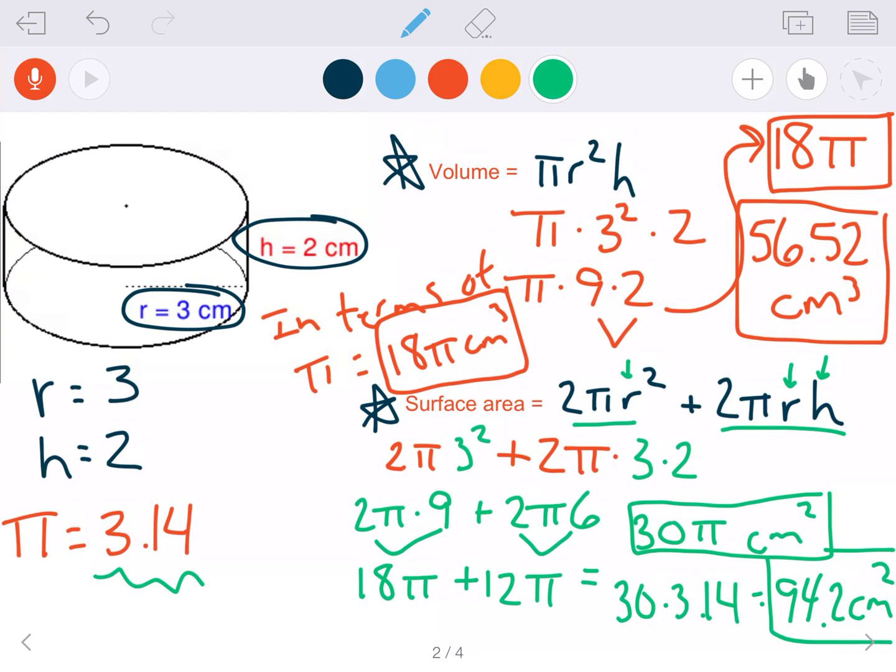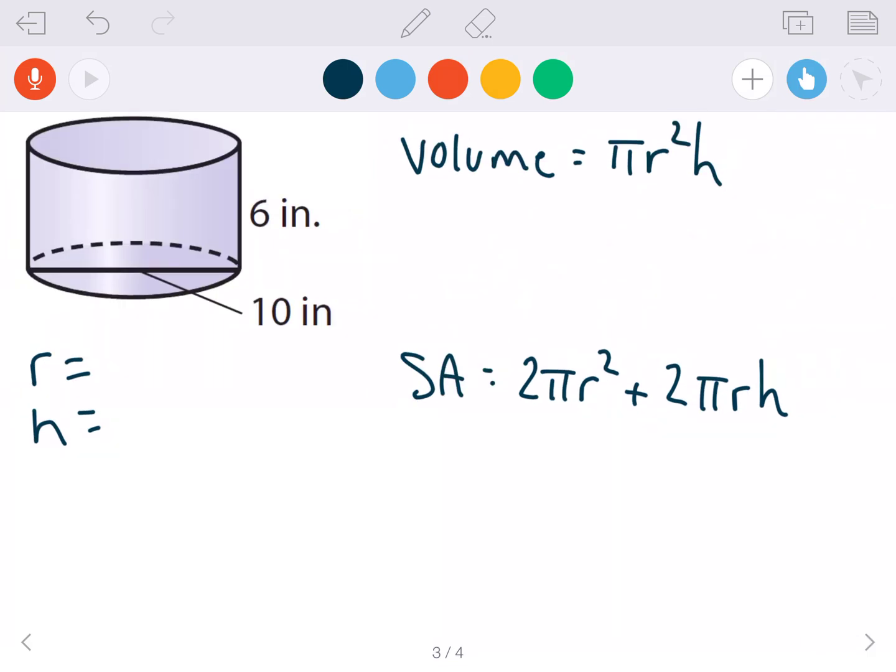All right, so that's volume and surface area. We are going to do one more example. So we've got this cylinder here. Again, in order to find either of these, we need to know what my radius is and what my height is. Remember back to when we were first talking about circles, the distance all the way across is the diameter. So to figure out the radius, we're going to take the diameter and divide it by 2. So 10 divided by 2 is 5. So my radius is 5 inches and my height is 6 inches.